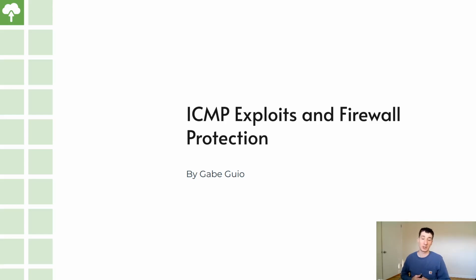Today we're going to be talking about ICMP exploits, and how you can configure your firewall in some ways to prevent against these exploits. In this video we're going to have a little demonstration. I'm going to be showing the ping command on a Linux machine, so let's get started.